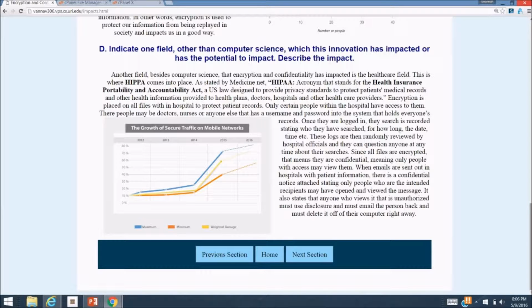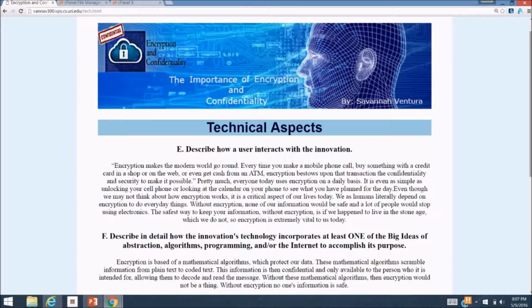HIPAA makes it so that encryption is placed on all files within hospitals to protect patient records, allowing only certain people with access to them. Encryption pretty much makes the world around us. It's used every time you make a phone call or use the ATM. It's a daily thing. It is even as simple as unlocking your phone. Even though we may not think about how encryption works, it is a critical aspect of our lives today.